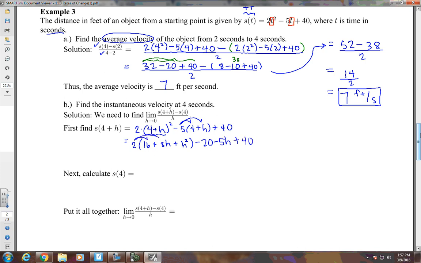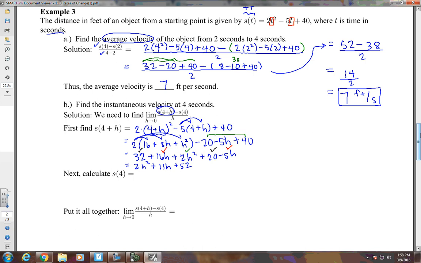Next step, we can distribute our 2 into this first set of parentheses. We get 32 plus 16h plus 2h squared. Let's clean this up a little bit. If we combine like terms there, we get plus 20 and minus 5h. And then finally, combining like terms and putting it in descending order, we have our highest powered term, 2h squared. Then we have 16h minus 5h. That should give us plus 11h. And to finish off, we have 32 plus 20, which is plus 52. So that calculates the first half of our instantaneous velocity formula.